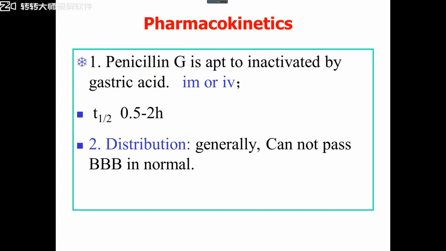Distribution. Penicillin G can be distributed widely, generally. Normally it couldn't pass the BBB, the blood-brain barrier, but if patients have meningitis, penicillin G can pass the blood-brain barrier to kill the bacteria in the brain. So it is very useful for meningitis patients. And excretion: more than 90% of penicillin G is excreted by the kidney.